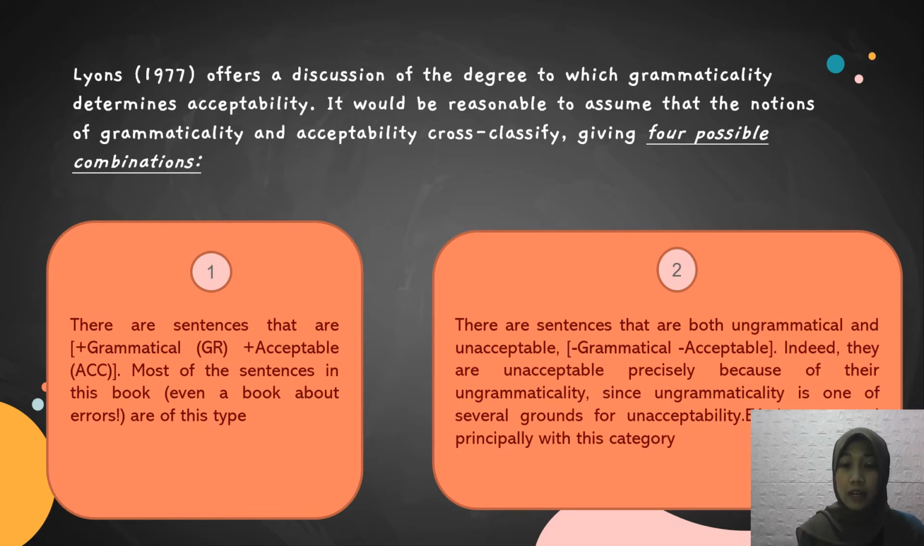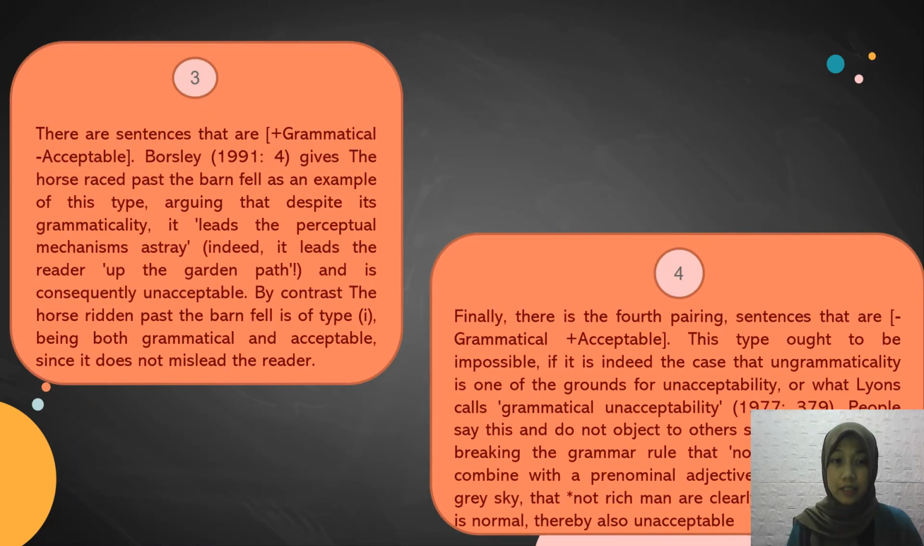The second, there are sentences that are both ungrammatical and unacceptable. Indeed, they are unacceptable precisely because of their ungrammaticality, since ungrammaticality is one of several grounds for unacceptability. EA is concerned principally with this category. The third, there are sentences that are grammatical and unacceptable.